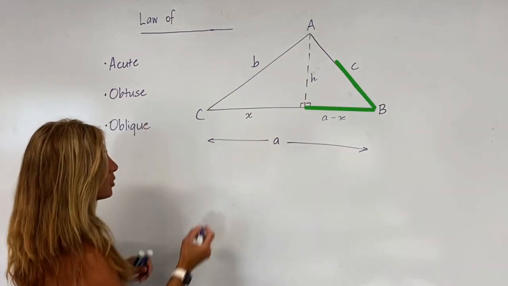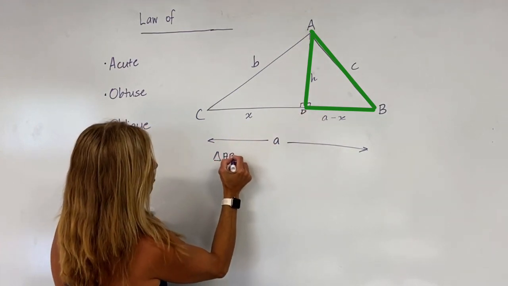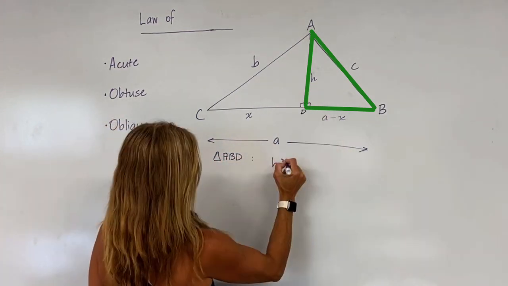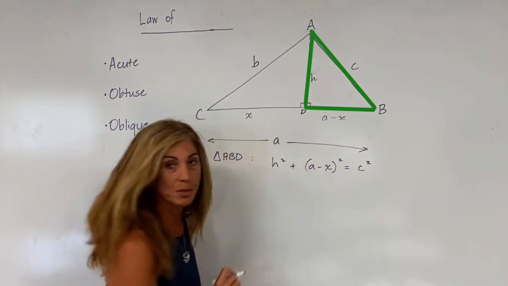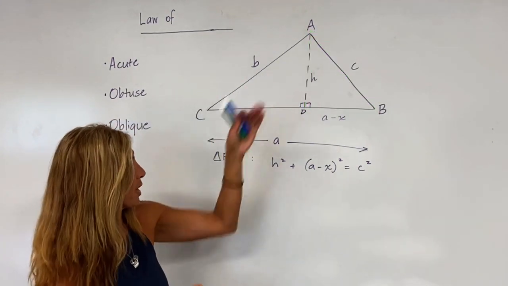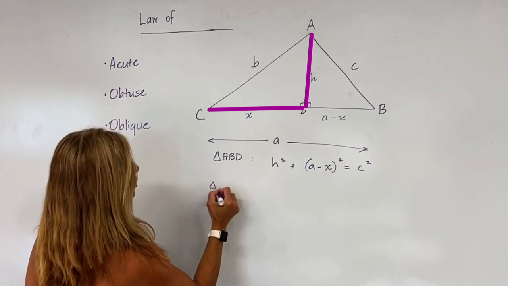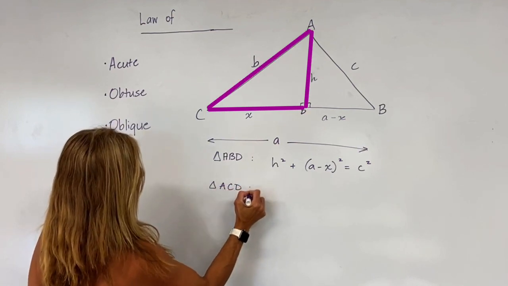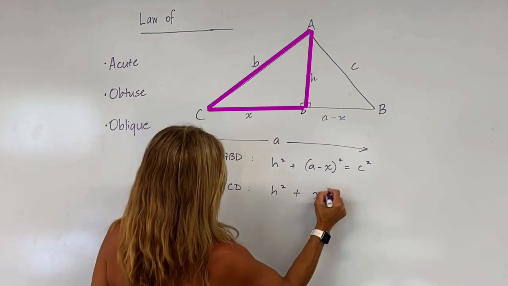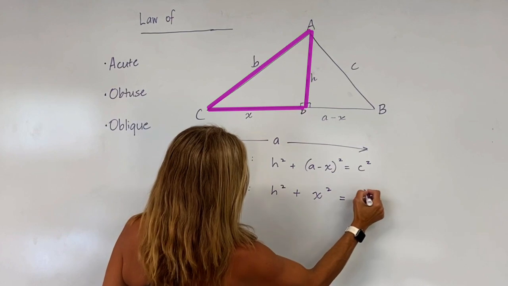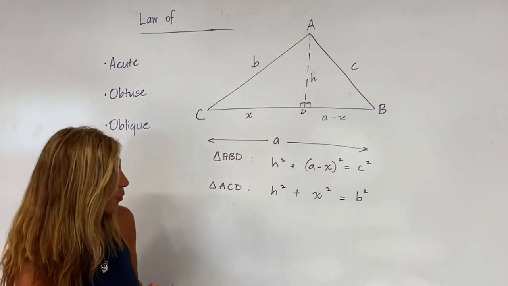Looking at the right triangle, we can call this D. In triangle ABD, we have the height squared plus this length squared equaling c squared. So there's one relationship we have. Similarly, on this side, in triangle ACD, we have h squared plus x squared equaling b squared. So far we have a relationship between all the components of our right triangles.